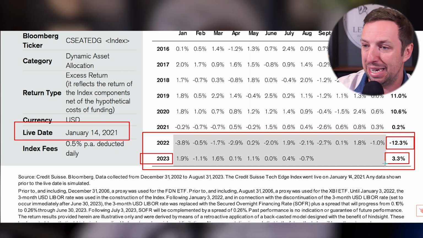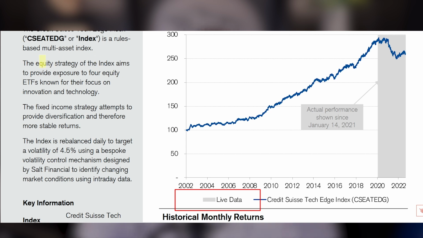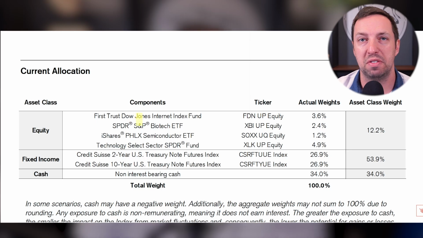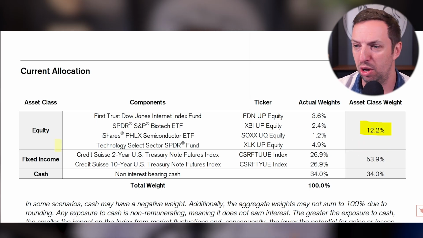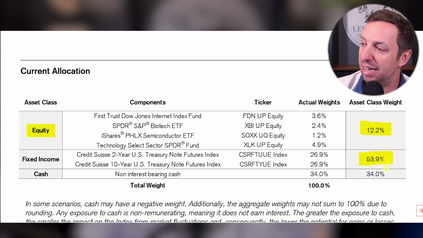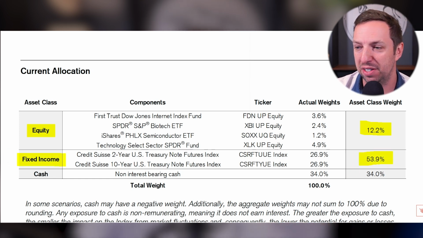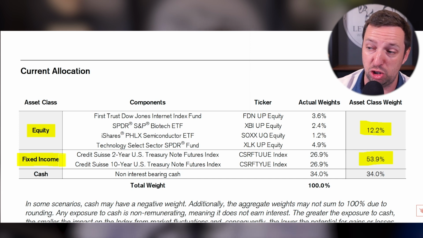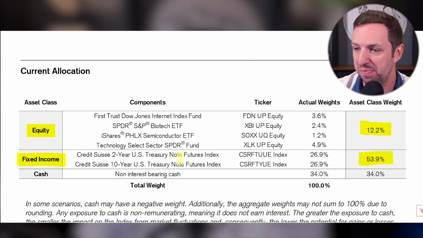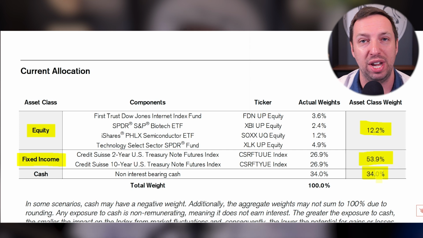But how does this particular index actually work? Well, they're trying to focus their dollars in exposure to 4 equity ETFs known for their focus on innovation and technology. So this is a tech and innovation kind of blend of 4 ETFs. Pretty simple and pretty straightforward. But what actually is the mix? Well, they tell us. They have 12% of the dollars in equities. They have 53% of the dollars in fixed income, think bonds, but in this case, it's treasury notes, the 2 and the 10-year treasury. And they have 34% weighted into cash.